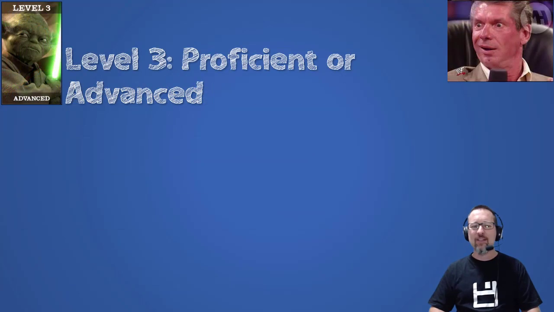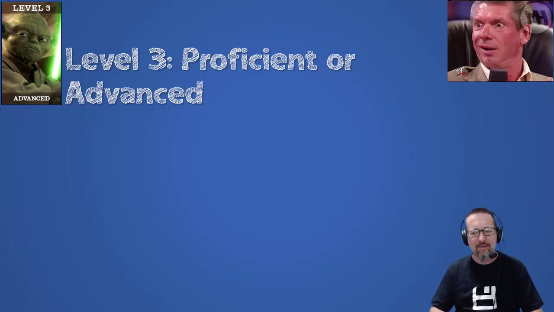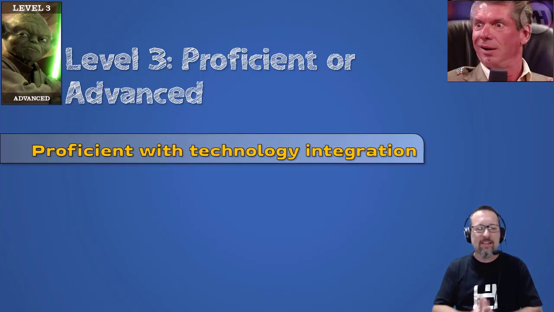Okay, now let's look at level 3. Level 3 is proficient or advanced. I like the word proficient because it means like you got this, you nailed it, it's not a problem, right? Advanced sounds like so clever. So maybe advanced isn't the best word, but I mean, there you go. Right, this means that you are proficient with technology integration.